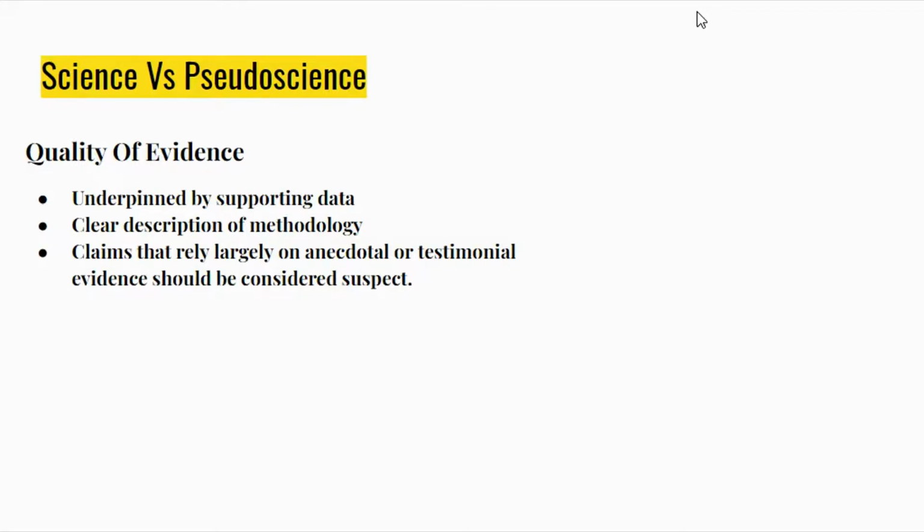And when we talk about quality of evidence, when we think about anecdotal or testimonial evidence, always consider that as suspect. If there's no hard data, then it's not scientific. Anecdotes and testimonials can easily be falsified. They're not repeatable. It's subjective. It's down to that person's opinion. That opinion could be quite easily bought and paid for, or it could be quite easily influenced in many ways. So when we think about anecdotal evidence, always consider it suspect.